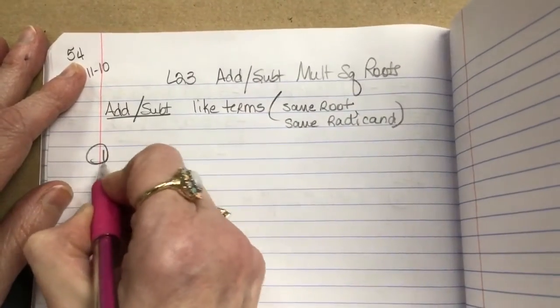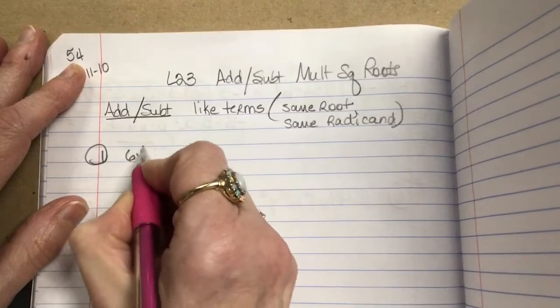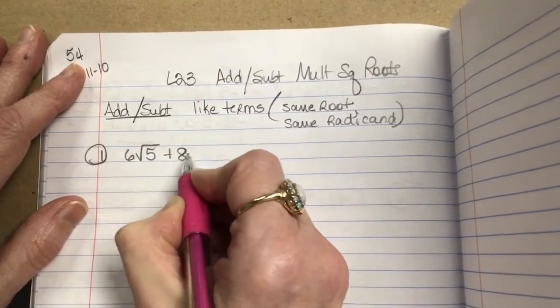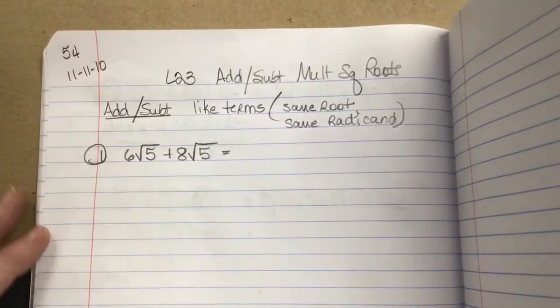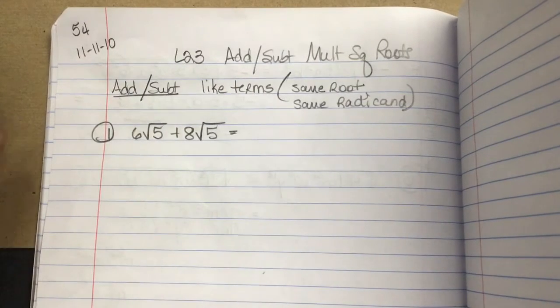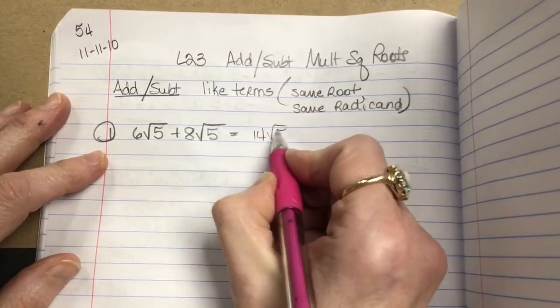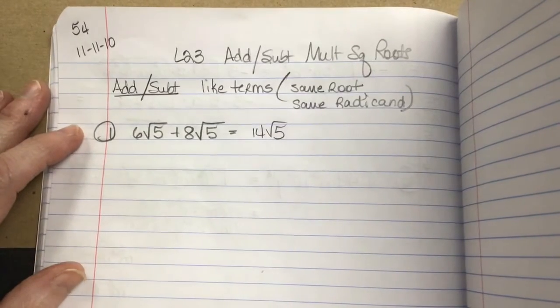So, number one, if we have 6 square root of 5 plus 8 square root of 5, you treat them just like variables, pretty much. It's going to be 14 square root of 5. You're just adding them, you're just counting them.